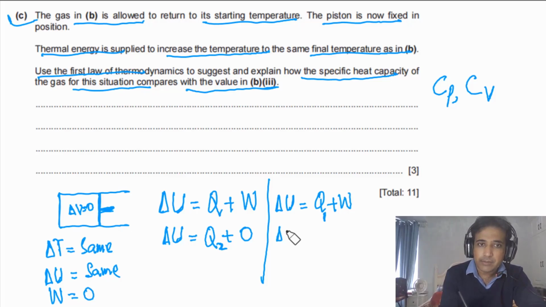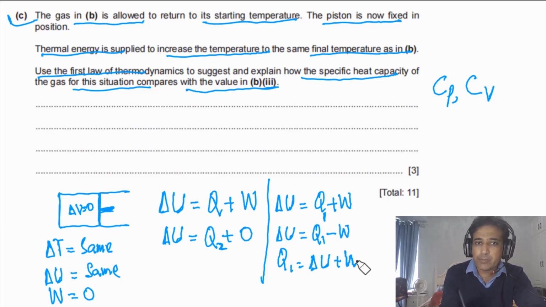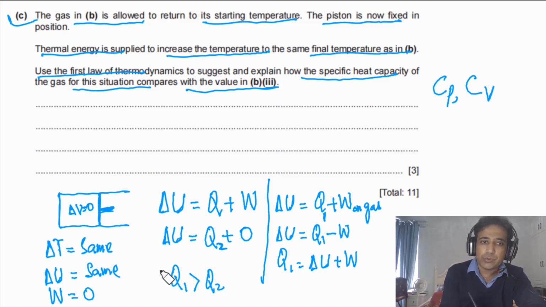So it means that delta U is equal to Q1 minus W. So from here we can say Q1 will be equal to delta U plus W. You need to understand this is work done on gas, very important one. So in this case Q1 is equal to delta U plus W. So we can simply say Q1 is greater than Q2. So this is the conclusion from these two processes.